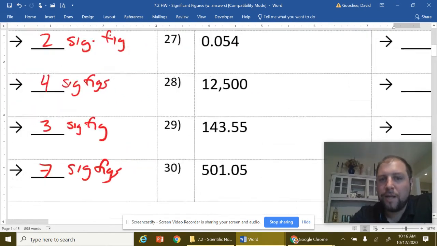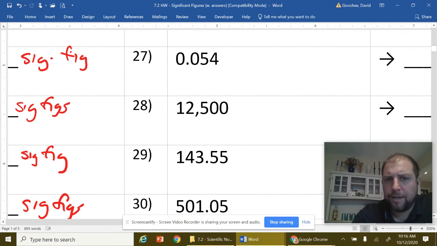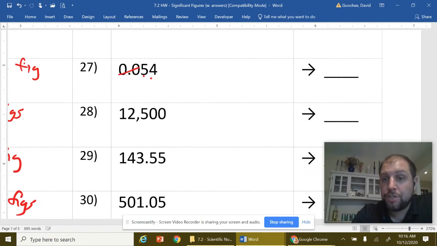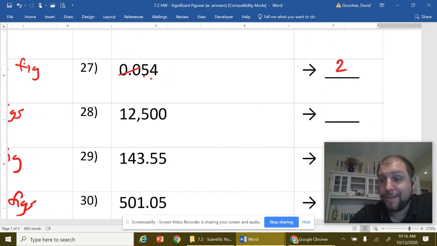All right. So here we go. Let's take a look at number 27. How many sig figs are here? Okay, small number. Ignore the zeros at the beginning. So this person only gave us 2 sig figs, all right, 2 sig figs. Yeah, they measured the tenths and the hundredths place, or they measured the hundredths and the thousandths. They didn't measure the 10,000ths, 100,000ths, or millions. All right, so they only gave us 2 sig figs here.